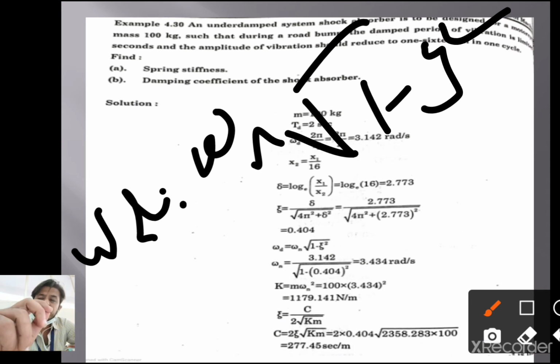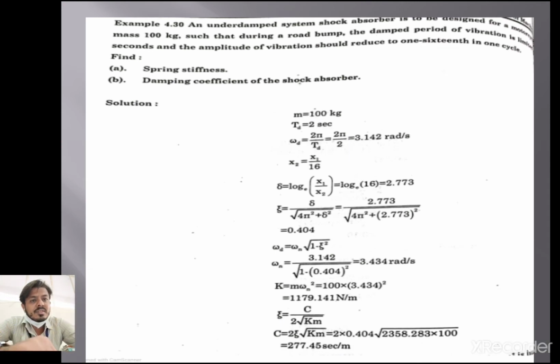There are two frequencies here, natural frequency and damped frequency. So this is the relationship: omega d is equal to omega n under root of 1 minus zeta square. So from this equation we can directly find out the value of natural frequency omega n. This equation of omega d is new for you. We have not used this equation previously. So remember this equation is very important. After finding out omega n, we can find out the value of stiffness by using the equation omega n is equal to under root k by m.